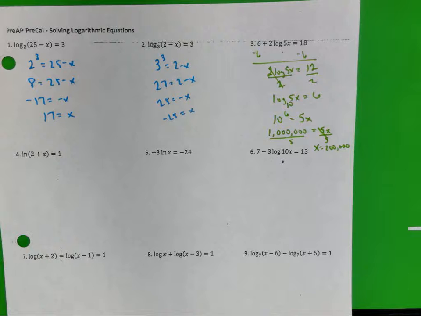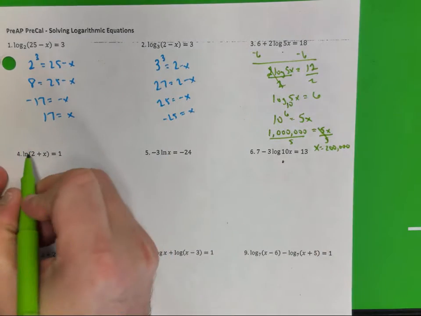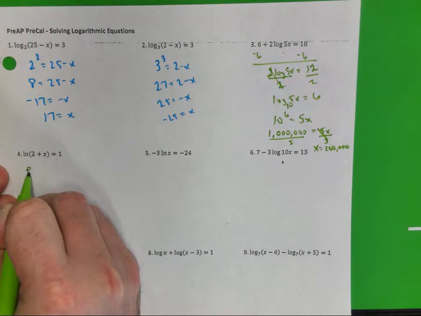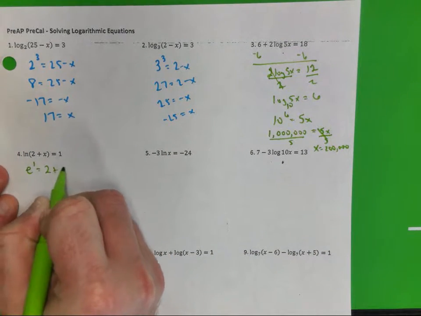Number 4, is your log part isolated by itself? Yes, so you're ready. Okay, it's in logarithmic. I'm going to put it in what form? Exponential, because that's the inverse of logarithmic. What's your understood base here? So I'm going to do e to the first equal 2 plus x.